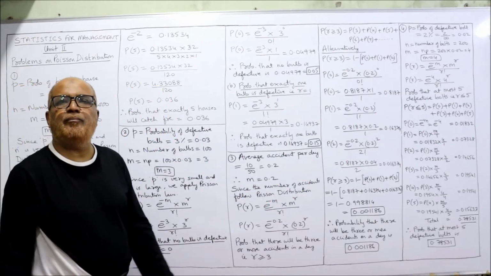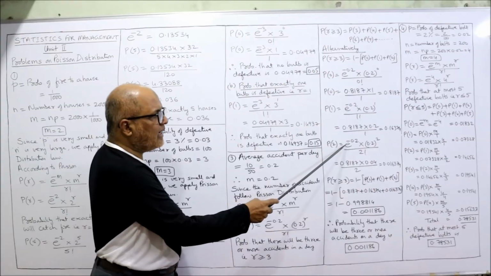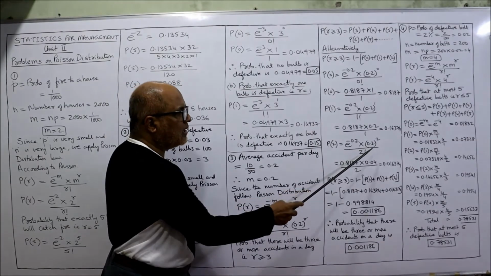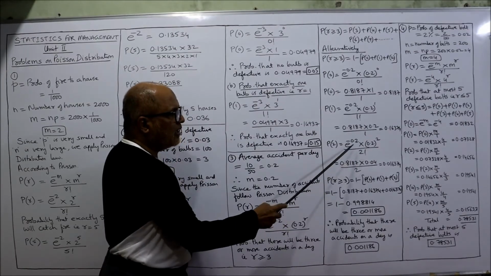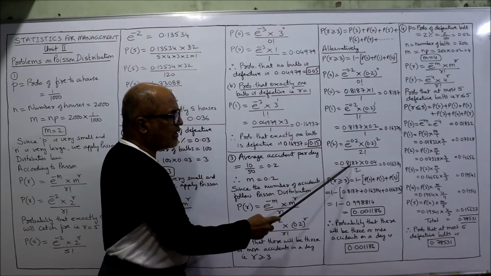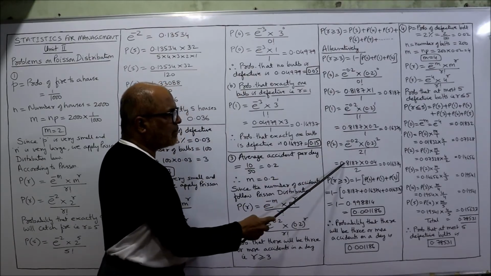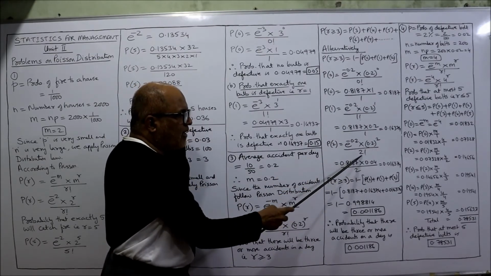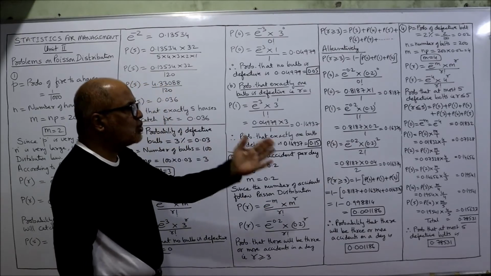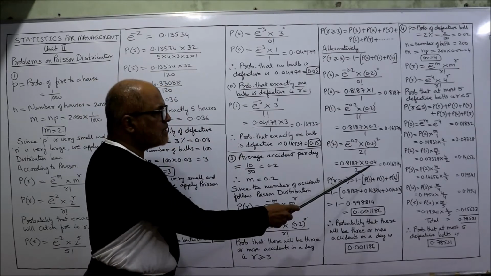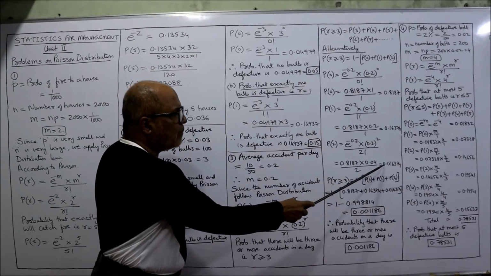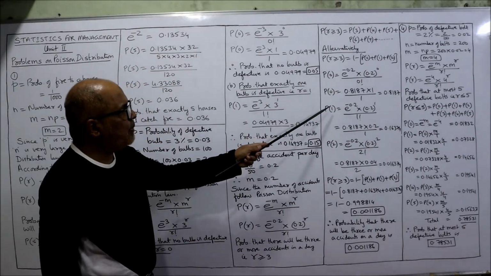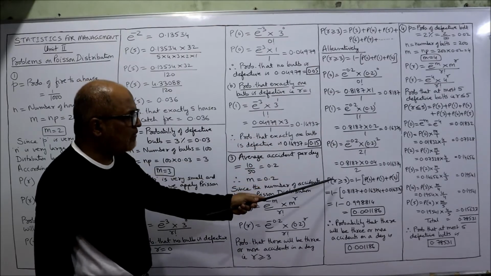Now we need the value of P2, which is equal to e to the power of minus 0.2 into 0.2 to the power of 2 divided by 2 factorial. E to the power of minus 0.2 is 0.8187, already we got it from the table. 0.2 square will be 0.04, and 2 factorial means 2 into 1, which is 2. So by multiplying this and dividing, we'll get 0.016374. So we got P of 0, P of 1, P of 2. All the 3 we got.